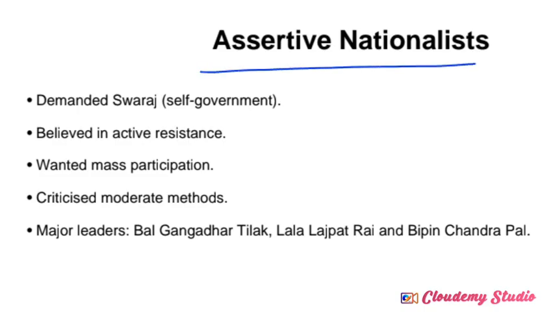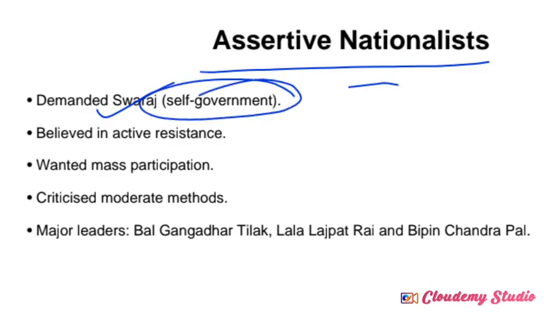Next, the assertive nationalists. We can now discuss their demands, their principles, and their beliefs. I mentioned it here. First, they demanded Swaraj. Swaraj means self-government, meaning India must be ruled by Indians, not by any foreigners. They also believed in active resistance.